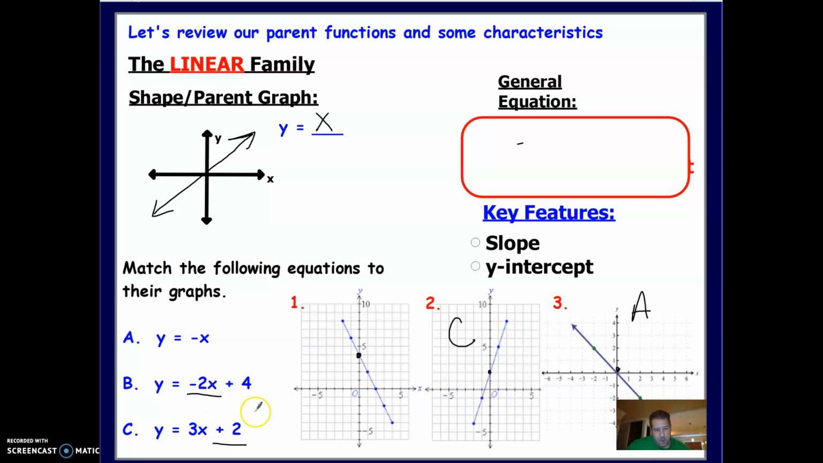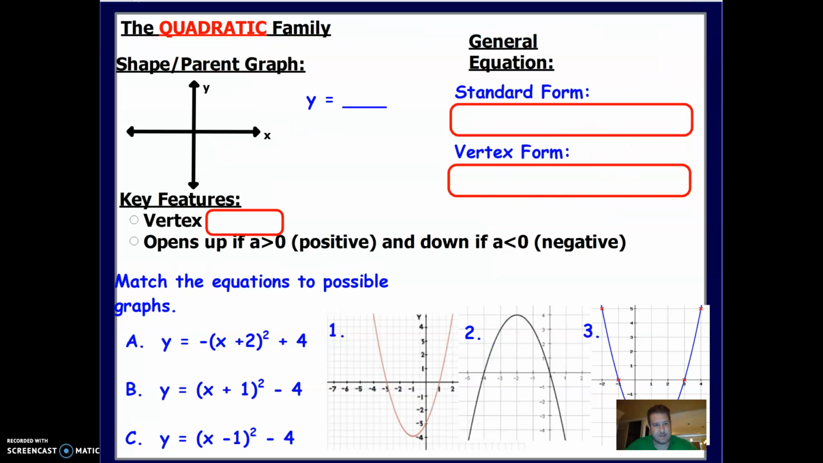M for slope, y equals mx plus b, is the general format. M basically tells you how fast the graph is going up or down, and b tells you where it starts on the y-axis, had the slope been 0, basically.